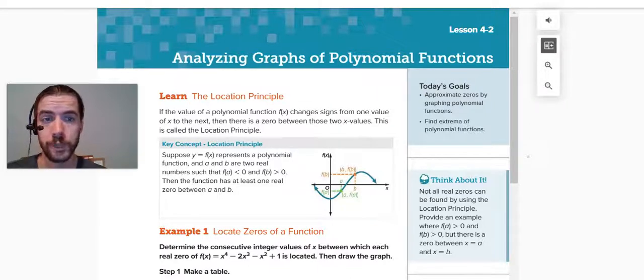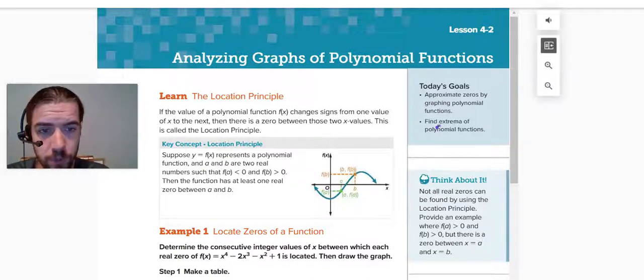Hello and welcome to lesson 4.2, which is on analyzing graphs of polynomial functions. Today's goals are going to be to approximate zeros by graphing polynomial functions and to find extrema of polynomial functions. So hopefully the only new vocab word there for you is this one, extrema.